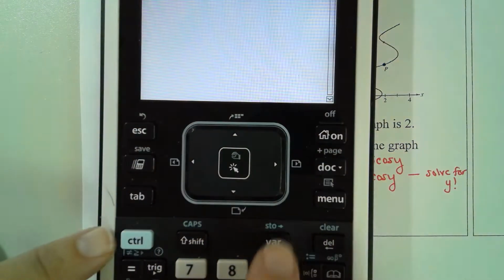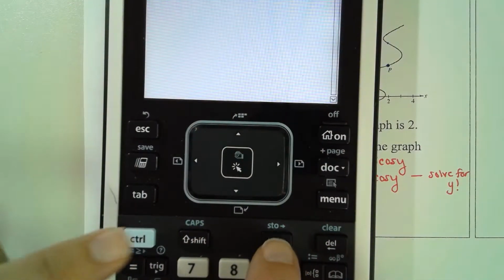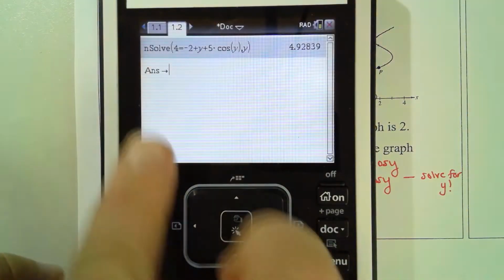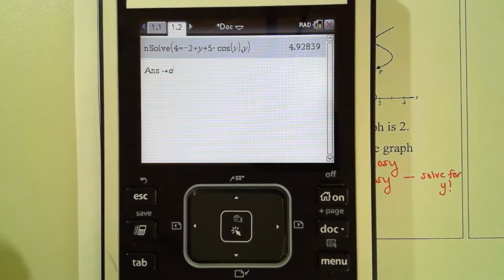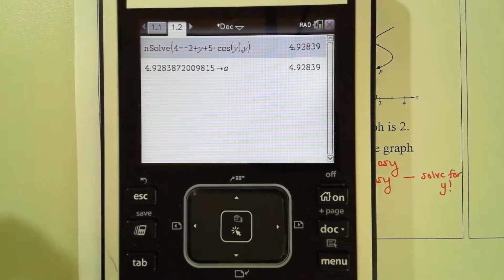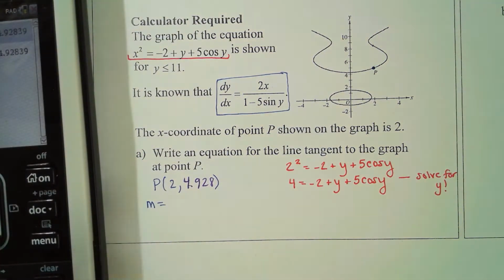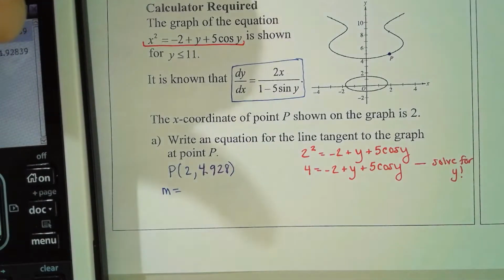My store is right above my variable. So I'm going to hit Control Variable, take that answer and store it as some number A. The reason I'm doing that is so that when I use that number to find the slope, it's going to be as accurate as it can be. All right, so we have our point. Let's go find our slope.